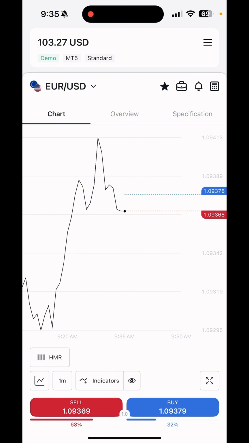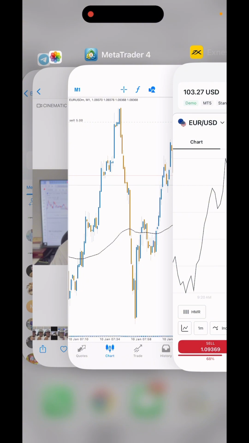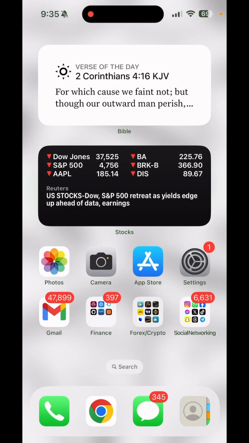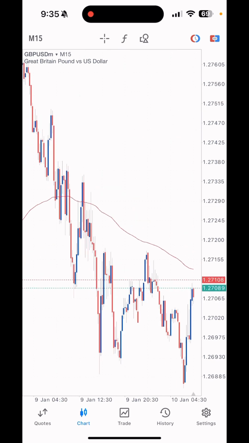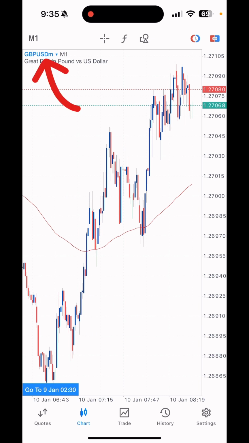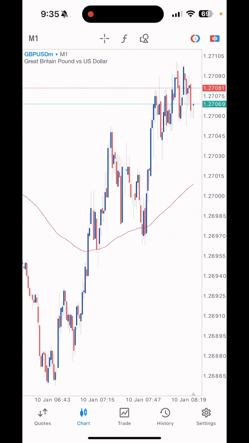Okay, so let's try and buy. We are in our demo account. Let's see. Let me use our MetaTrader so that it will be easier for us to explain this better, so I can use some lines. Okay, so this is the GBPUSD chart. So you can see the spread already, the red and the green here.